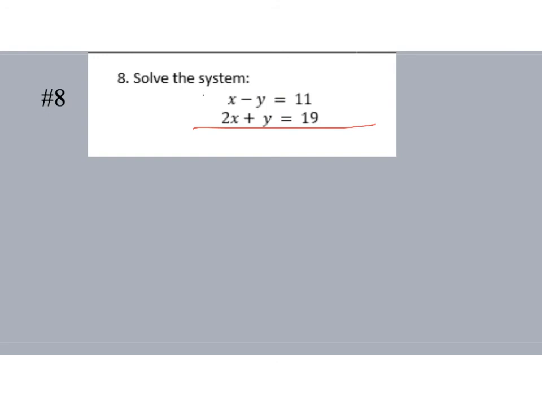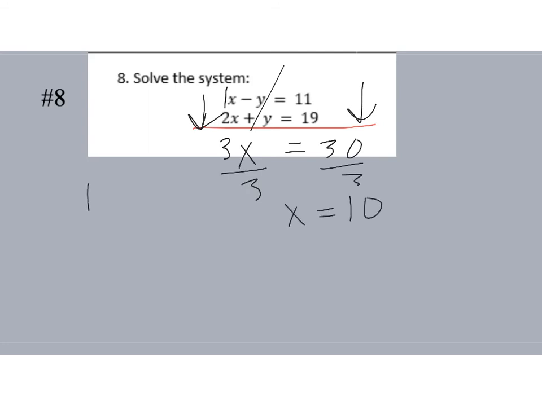If I add down, remember you have to add down or subtract or multiply, but you got to do something with them. So x, and we'll treat that like a 1x. X plus 2x is 3x. The opposite of y and plus y is equal to 0, so that's gone. And 11 plus 19 is 30. Oh, this is nice. So now if I divide by 3, I get x is 10. I already have x. Awesome.